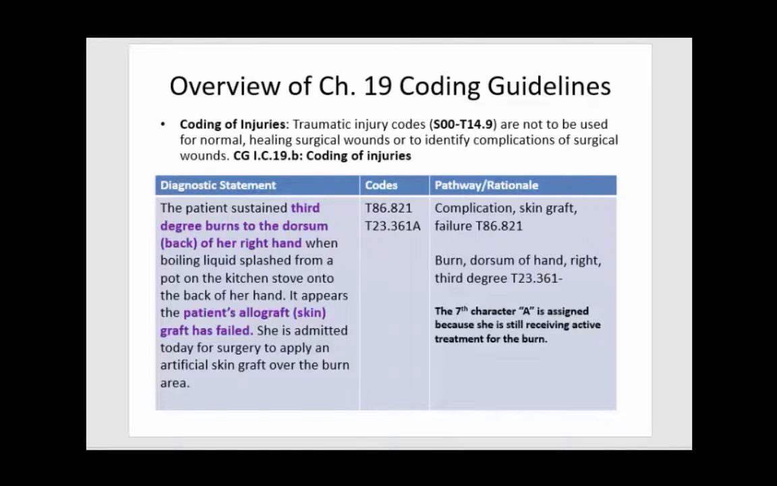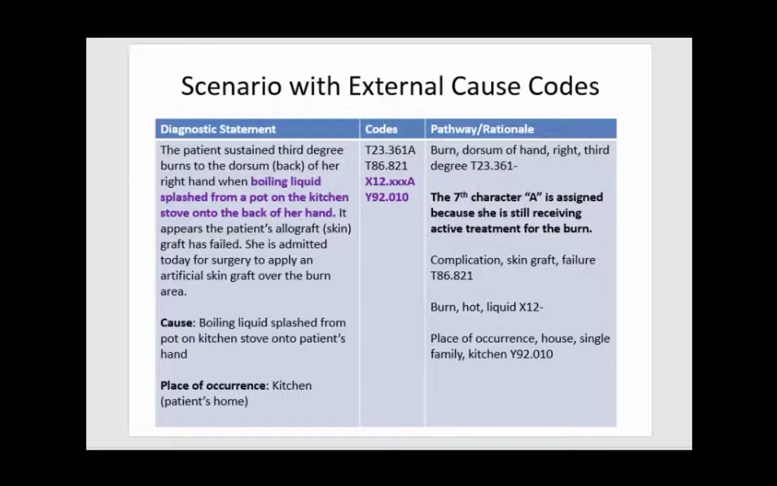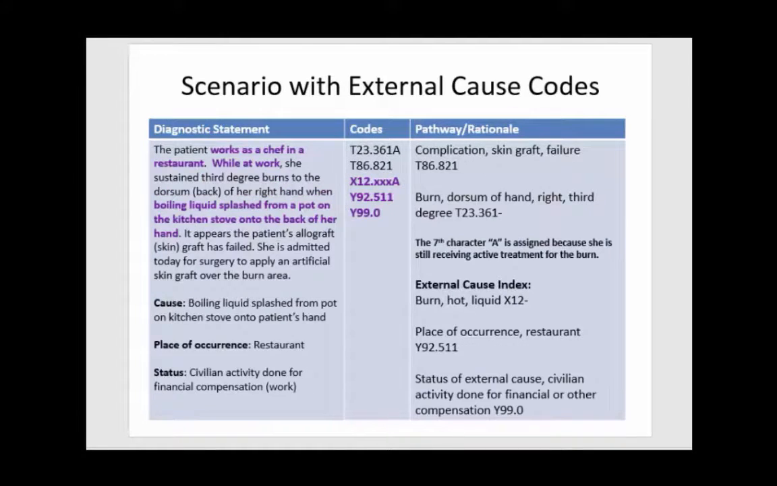The principal diagnosis in this case is that skin graft failing, because that's why she's come back into the hospital to have her allograft removed and her artificial skin graft put over the burn area so it'll heal better. So the complication code is the principal diagnosis and then the burn code. And now we're going to add the external causes, the boiling liquid splashing from a pot on the kitchen stove, and I've added here those two codes, the burn from a hot liquid and the place of occurrence in the family kitchen.